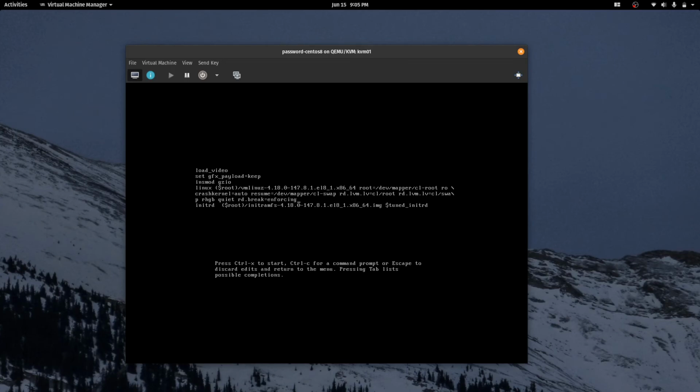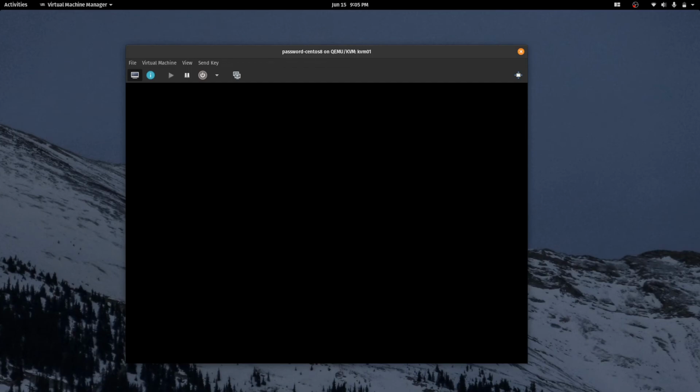And this, as I said, when I was doing my research, I didn't see any that was just rd.break equals enforcing. It was usually rd.break space enforcing equals something. But just to try this, I'm curious. Let's see what happens here. So I'm going to do Control X, and let's see if that goes into the initramfs. Let's take just a moment here. This VM is relatively fast. All right, so that did not go into initramfs.